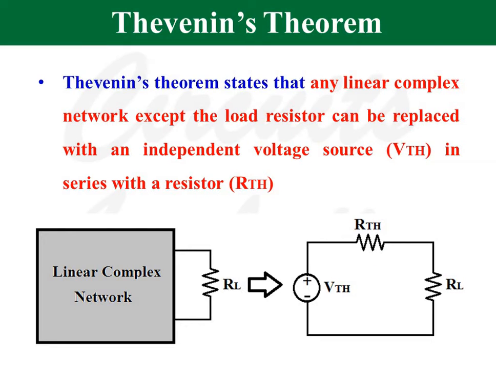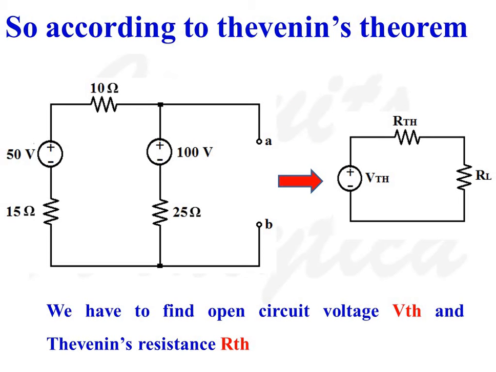Thevenin's theorem states that any linear complex network except the load resistance can be replaced with an independent voltage source VTH in series with a resistor RTH. So according to Thevenin's theorem, the given network can be represented as a voltage source VTH in series with resistance RTH. To find the Thevenin's equivalent of the given network, we have to find the open circuit voltage VTH and Thevenin's resistance RTH.